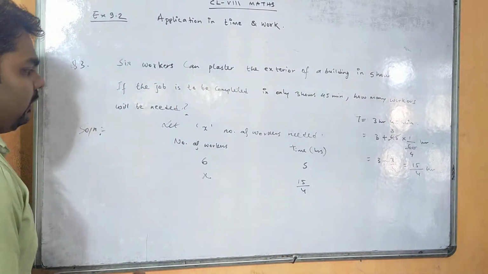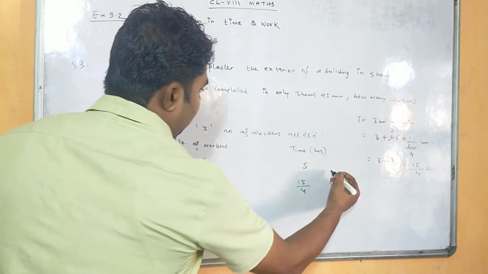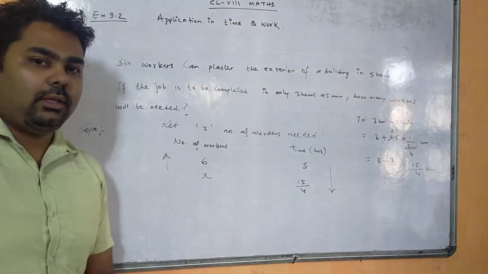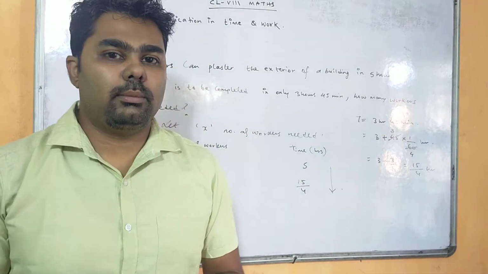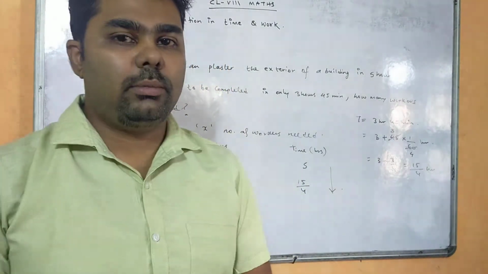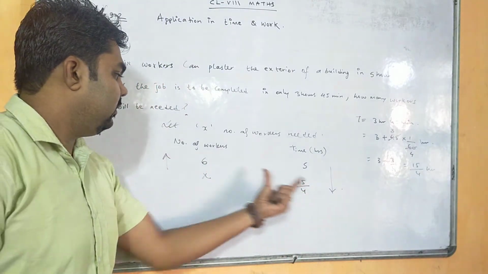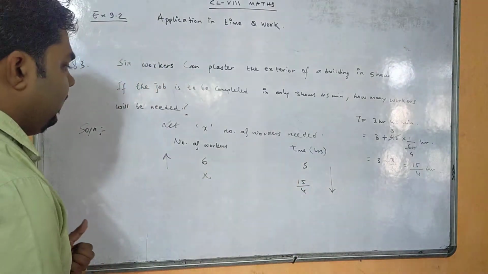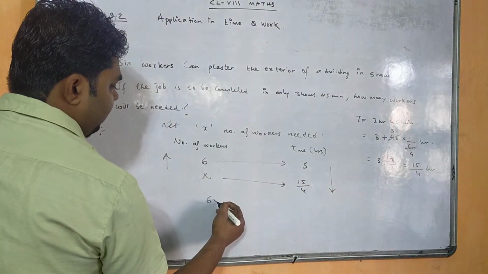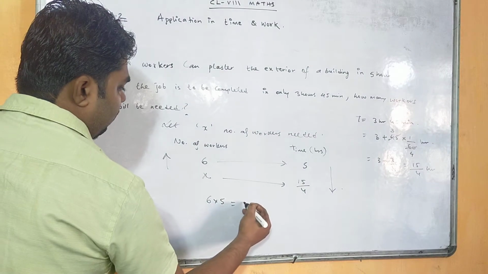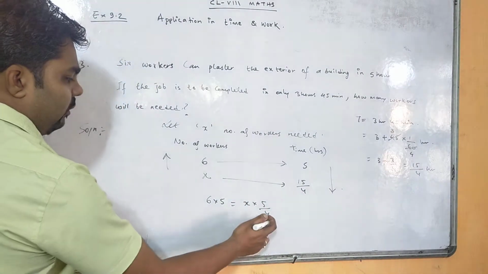Now after that you see if more workers are working, the time will be taking less. That means if more workers are doing the same work, then the work will be completed very fast. As the work will be completed very fast, time will be required less. So you see this is what indirect variation, right? Indirect variation means we need to multiply directly. That means 6 into 5 equals to x into 5 by 4. See, I have multiplied directly. Now we will cross multiply.